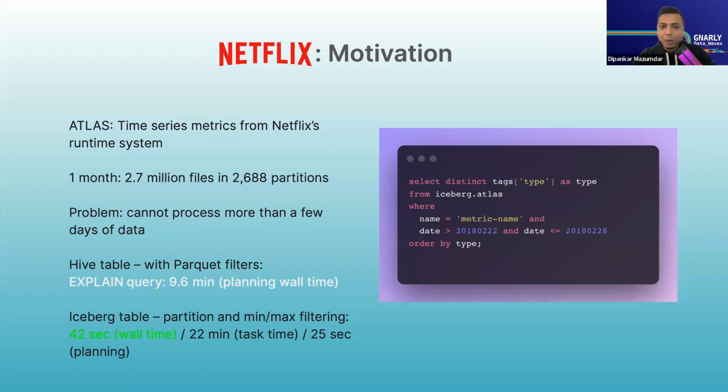Now with Iceberg, when they replaced the Hive table format with Iceberg, this same query took 42 seconds overall wall time, okay, and just 25 seconds to plan the query versus the 10 minutes planning time with Hive. So that's a significant improvement, right? That's a huge improvement in terms of query planning and executing the query. So that is kind of what led to the motivation of Iceberg and how we have the robust table format today in today's world of data lakehouses.